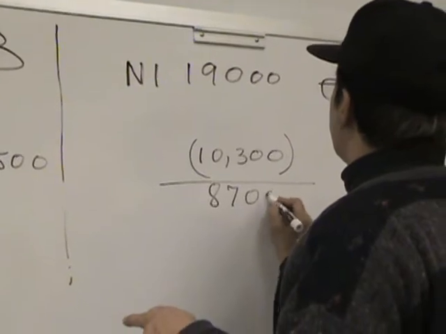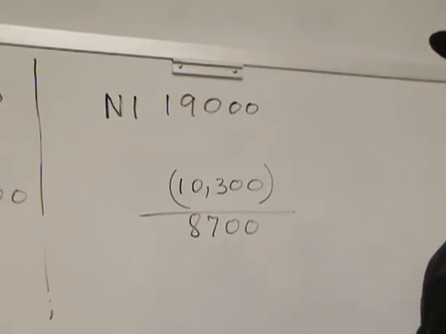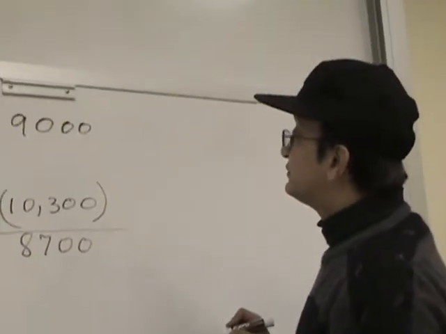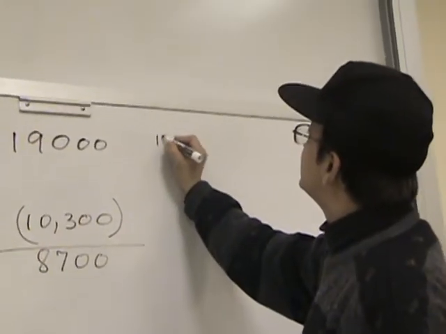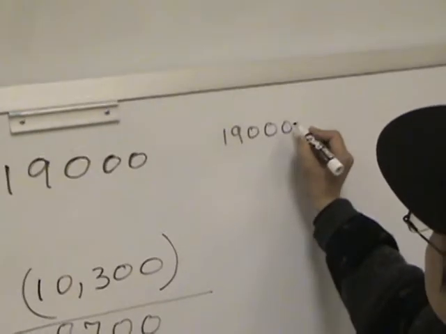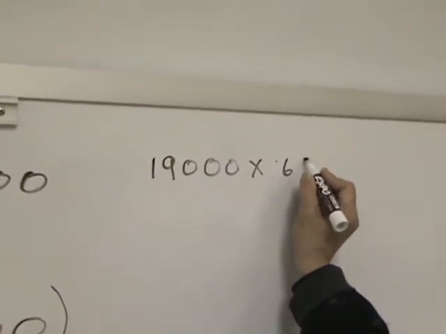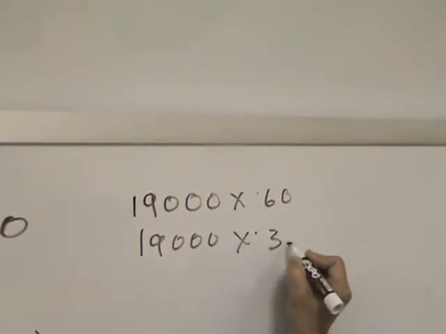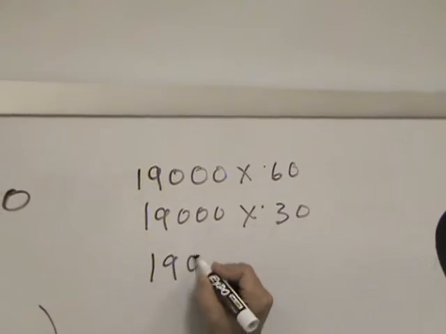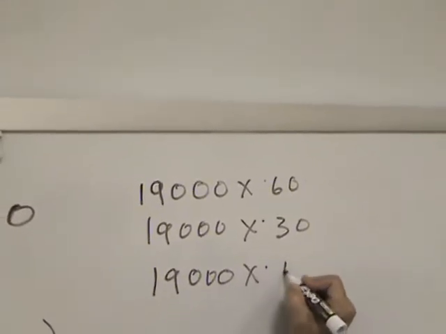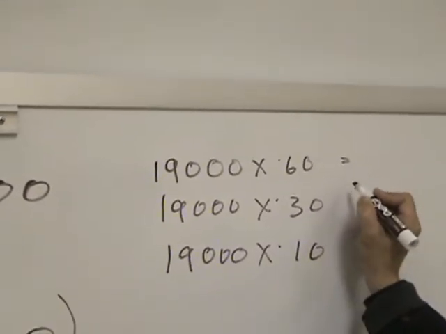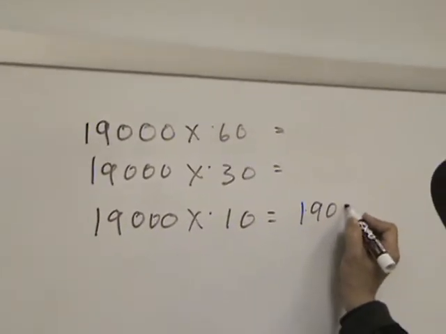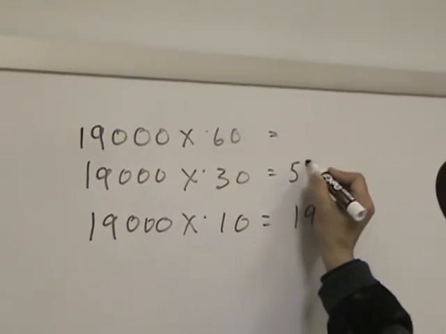8,700. Is there anything else in that? They're going to share the rest equally. So now multiply 19,000 times 0.6, 19,000 times 0.3, and 19,000 times 0.1, which is going to equal 1,900 for the bottom. 1,900 for B, and 5,700 for the times 0.3.